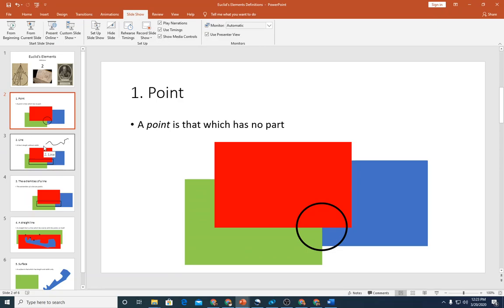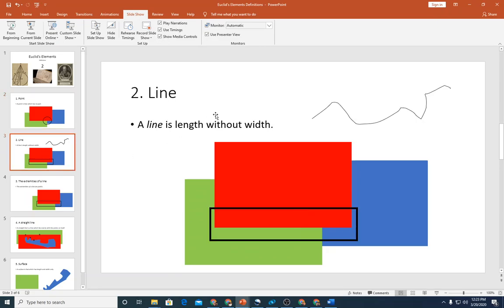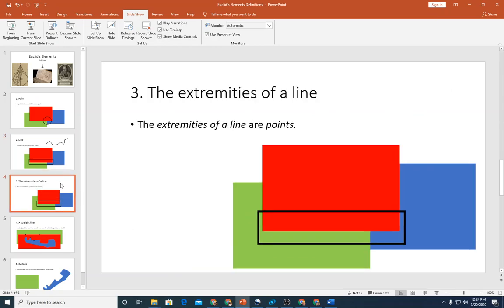All right, after that, a line is length without width. So we get to add one form of extension. You can add length, but you don't have any width. After that, Euclid wanted to tell us that the extremities of a line are points. So at each end of the line here are points, locations that have no extension, but there is location at each end of a line.